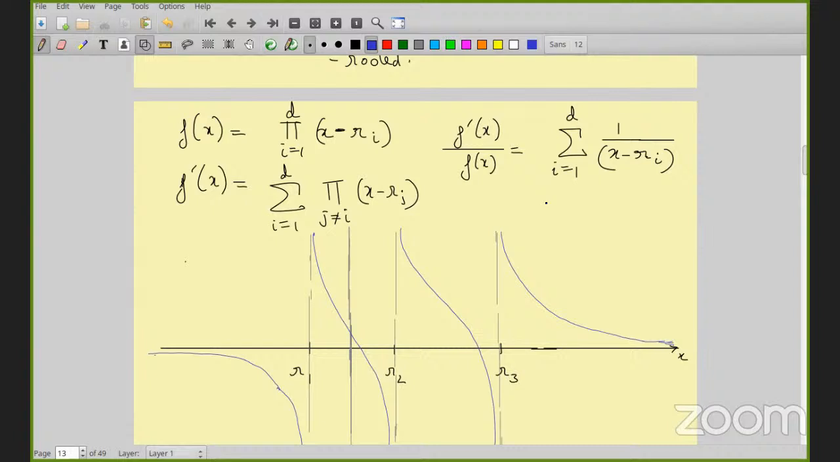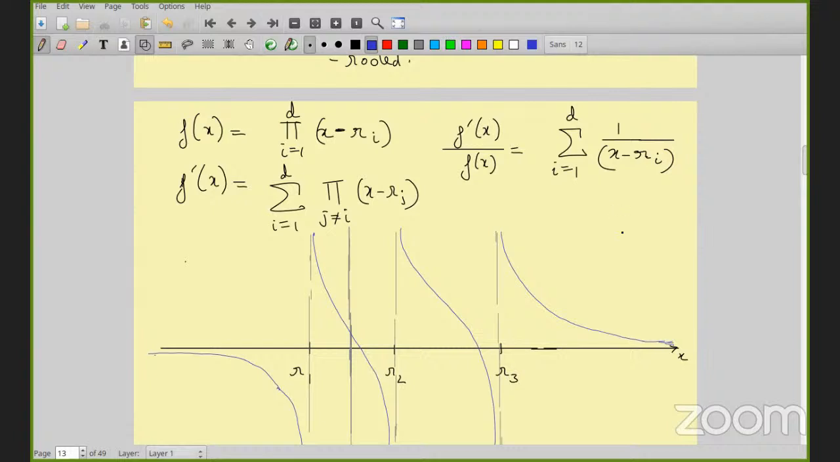And for the same reasons, this kind of expression is useful, because it lets you detect where the roots are in some very nice way, and how far you are from the root. So it lets you measure that also. If you're far from the root, your value will be small. If you're very close, your value will be blowing up. So this kind of detection is useful. That is one reason I wanted to do this argument.